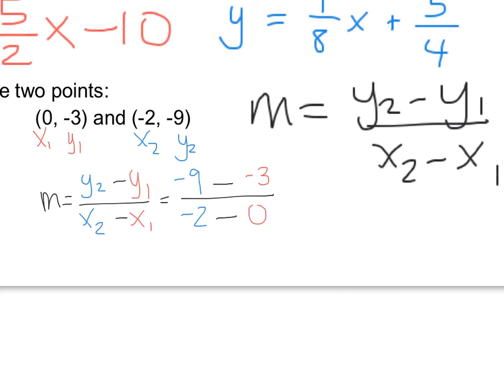So remember, negative 9 minus negative 3, I can do chop, chop. Negative 9 plus a positive 3, that's negative 6. Negative 2 minus 0 is just negative 2. Negative 6 divided by negative 2 is a positive 3.